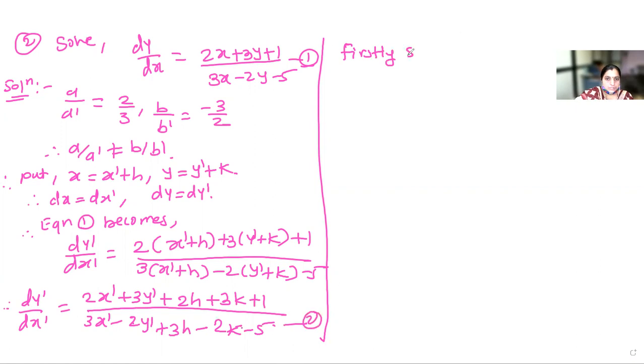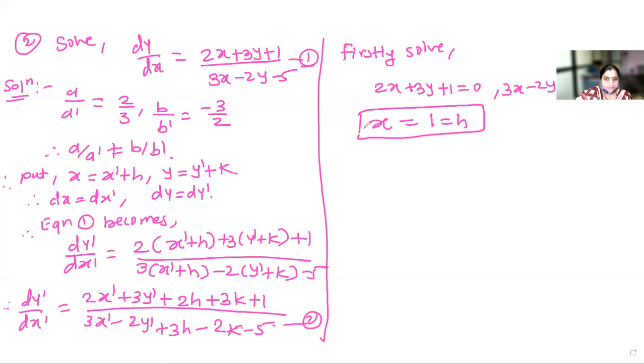Now we firstly solve the simultaneous linear equations 2x plus 3y plus 1 is equal to 0 and 3x minus 2y minus 5 is equal to 0. So we firstly solve these equations. After solving, we got x is equal to 1, that is h. The value of x we treat as the value of h, and here we got y is equal to k is equal to minus 1. So here this y is treated as the value of k.